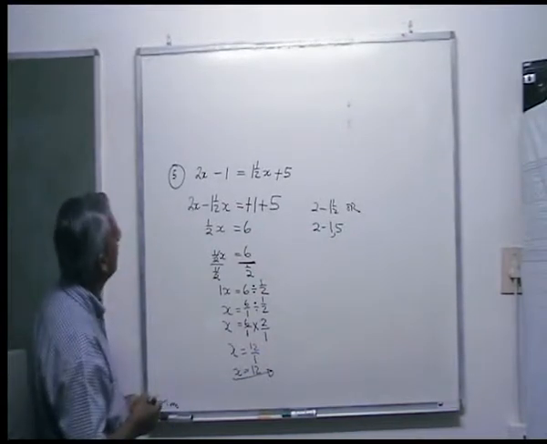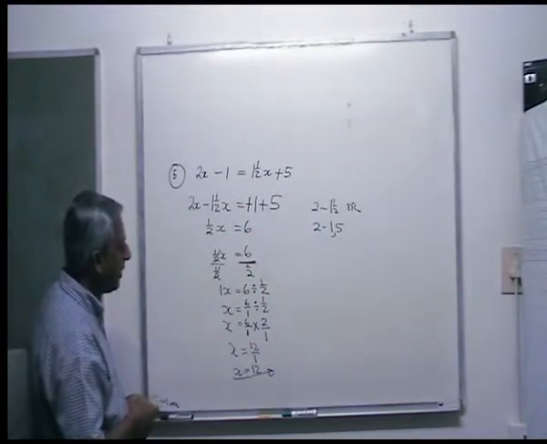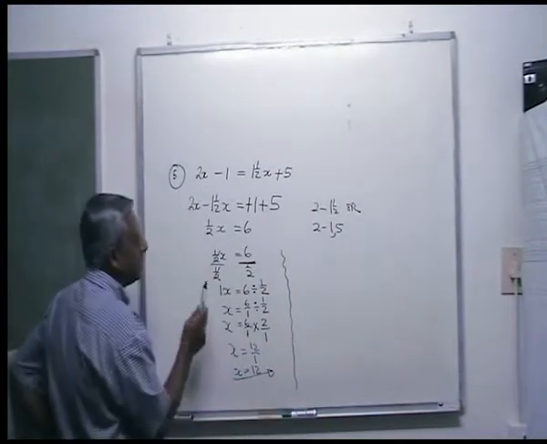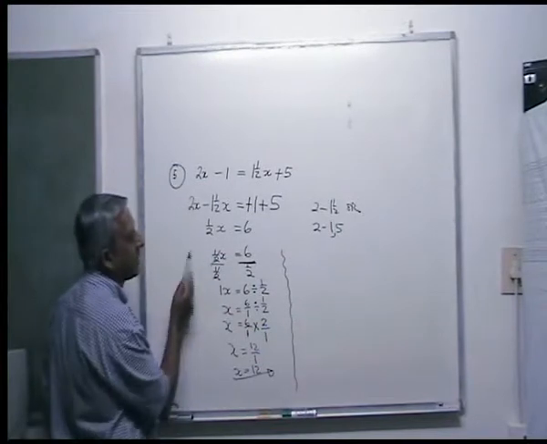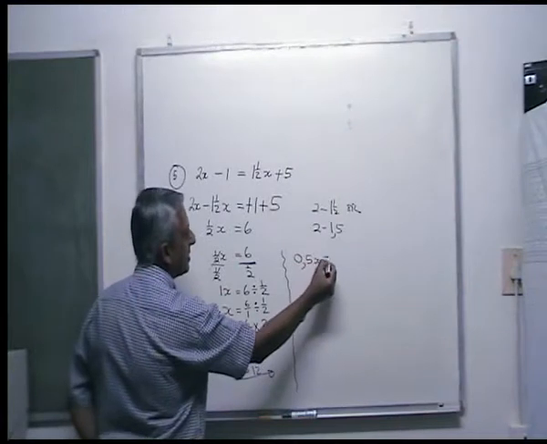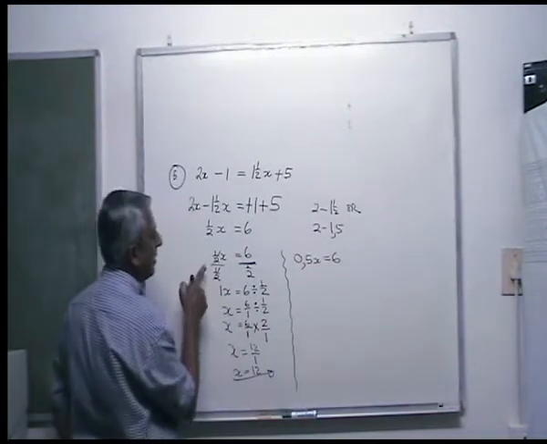Alright, so that's the end of number 5. However, what I'm going to do now, let's say you use the calculator and you didn't get half. You would have got 0,5x is equal to 6.